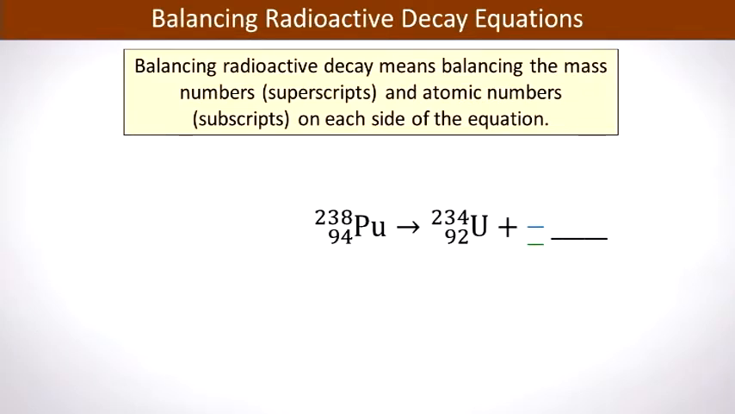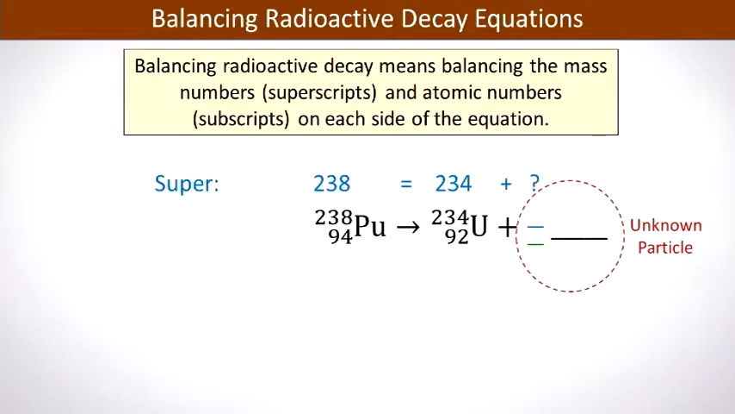Let's practice this concept with plutonium-238, which has an atomic number of 94. Plutonium-238 can undergo radioactive decay to uranium-234 with an atomic number of 92. This leaves us with an unknown particle. To balance this, we add up the total superscripts and we observe that there are 4 short on the right side. So by adding 4 to the right side of the equation, we can balance the superscripts, which accounts for the isotopic mass.